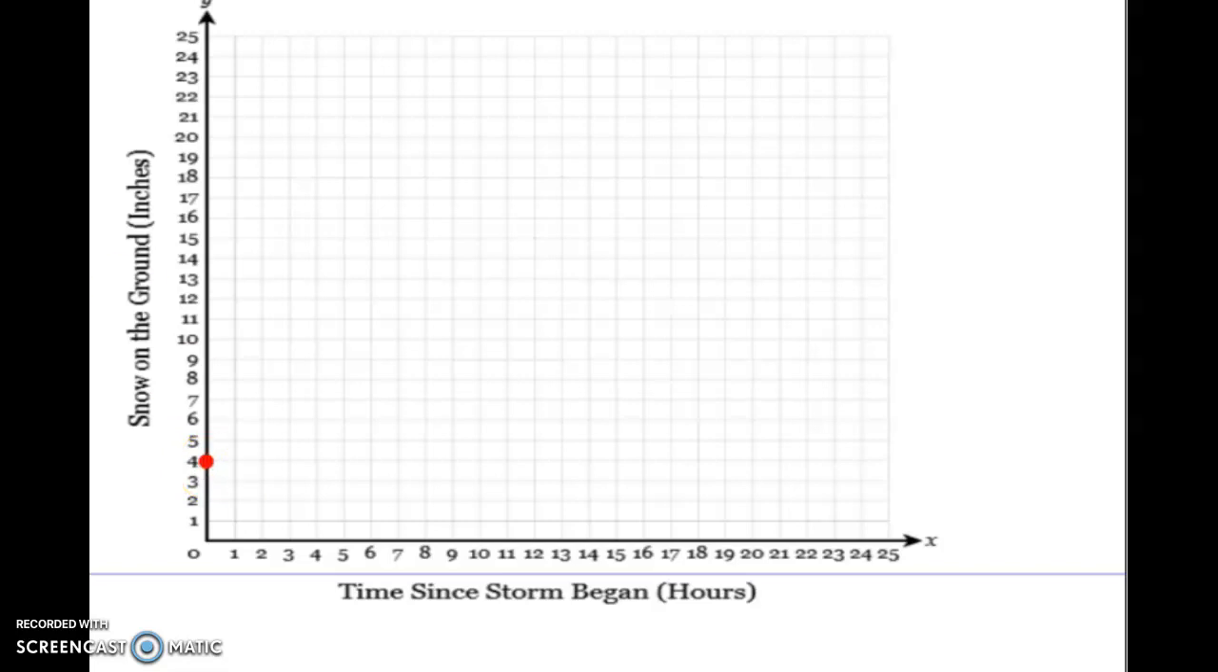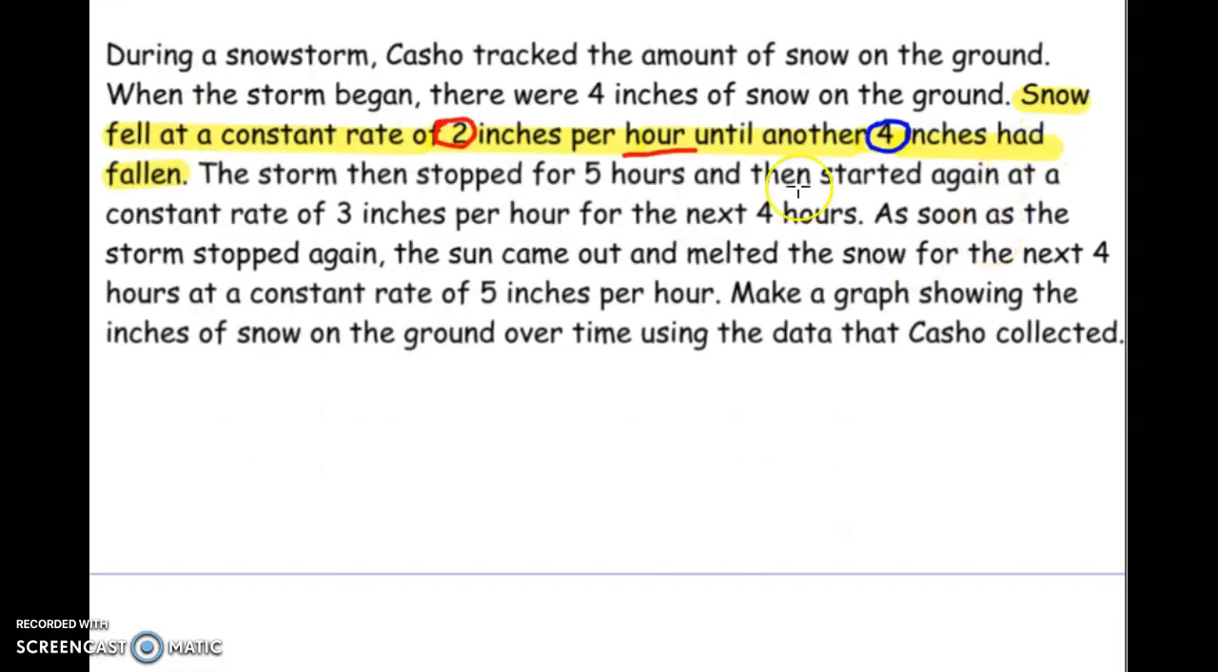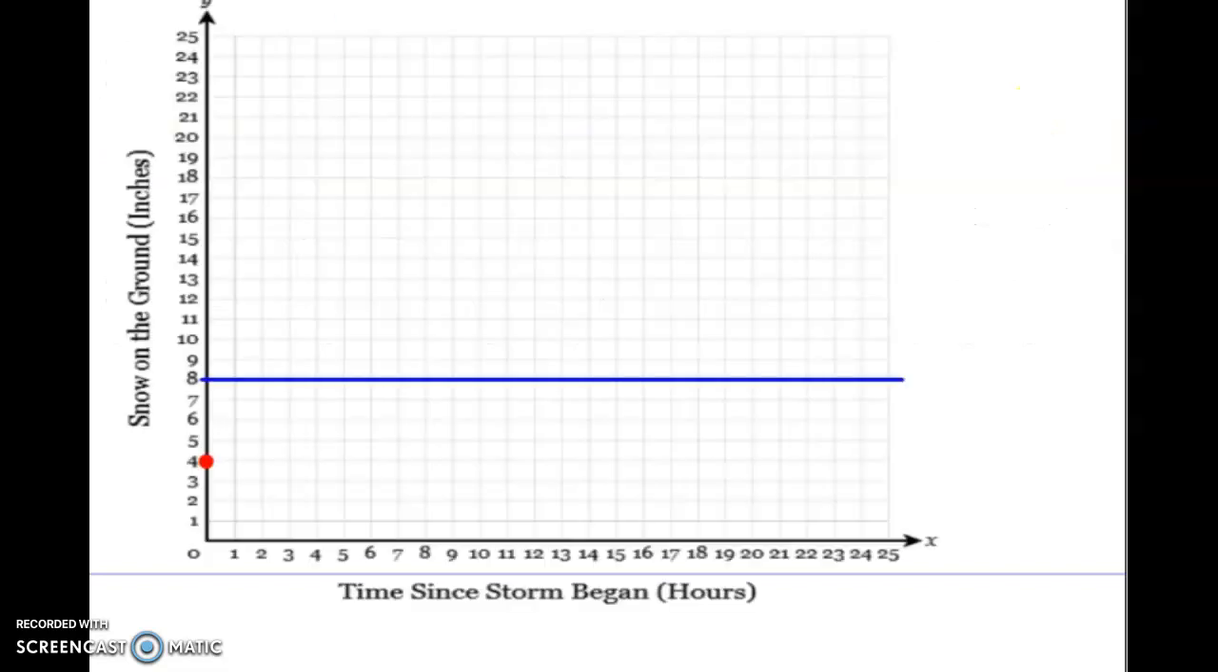Now I'm going to go to the next part. It says the snow fell at a constant rate of 2 inches per hour until another 4 inches had fallen. So it did this until 4 more inches came. If you go from 4 and go up another 4 inches, you'll be at 8 inches. We just don't know where on the graph it's going to be 8 inches.